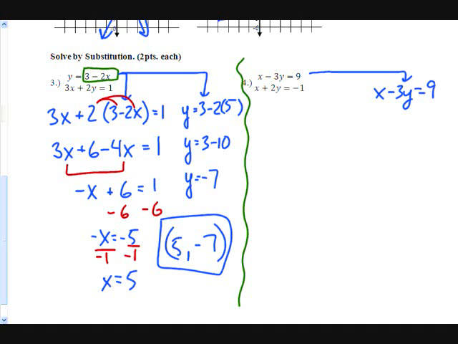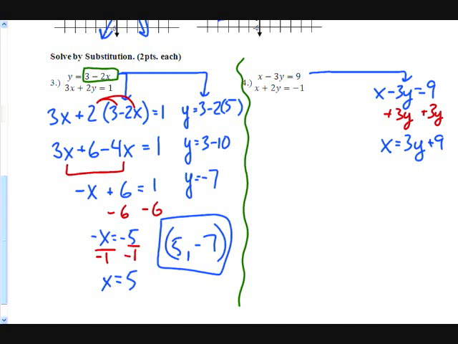So I'm going to add the 3y to each side. That's going to leave me with x equals 3y plus 9. Now that I know that x equals this whole thing right here, I'm going to go back to the other equation. I'm going to plug that in for x.